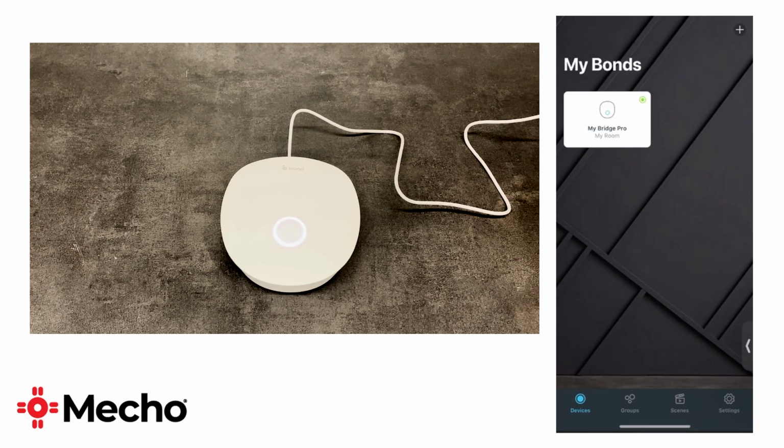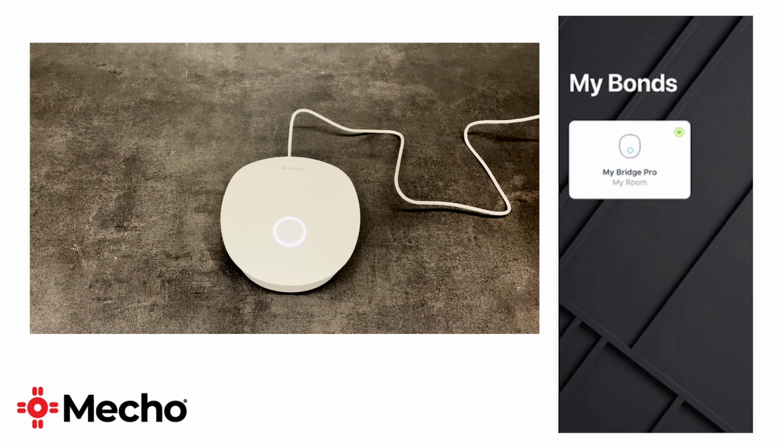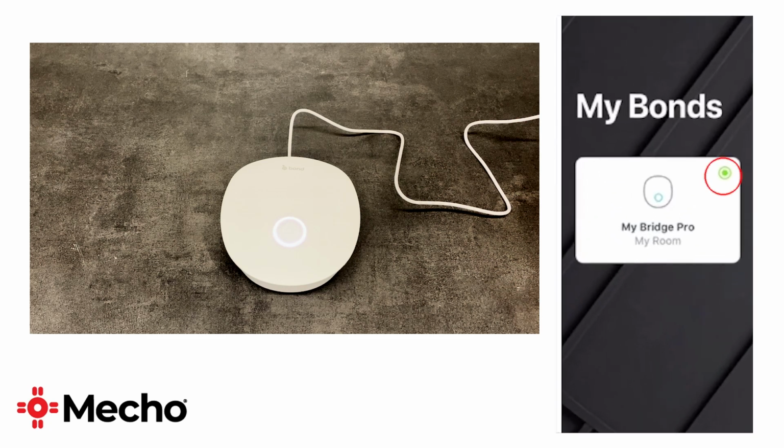The app will return to the device home screen, and you will now see the BondBridge Pro listed in the device tree. Ours is labeled MyBridge Pro from the name we set earlier in the setup process. You'll see the green device status symbol in the upper right-hand corner of the MyBridge Pro device, showing that the unit is online.